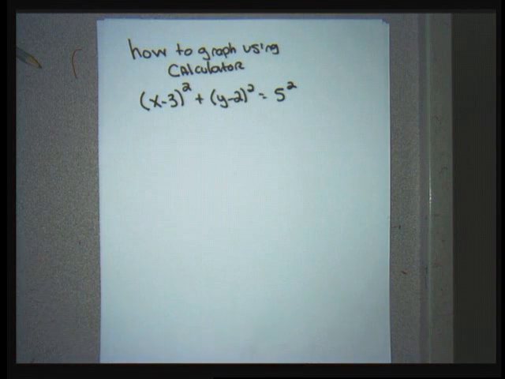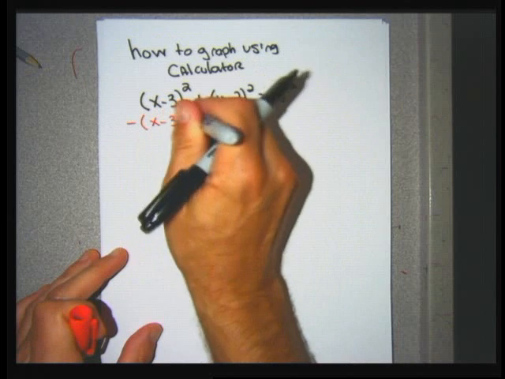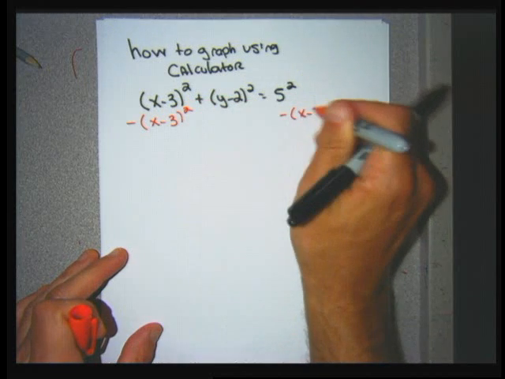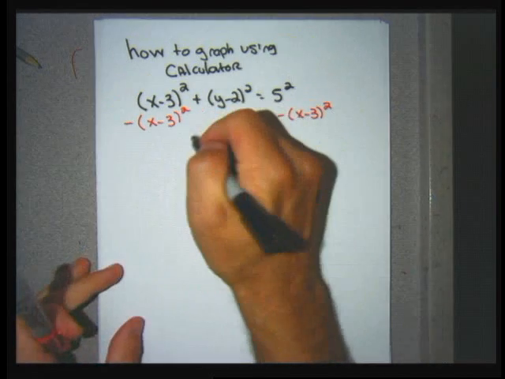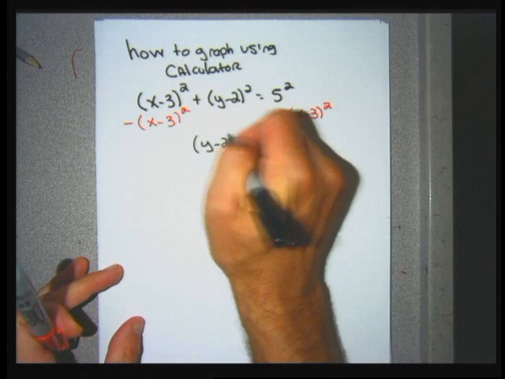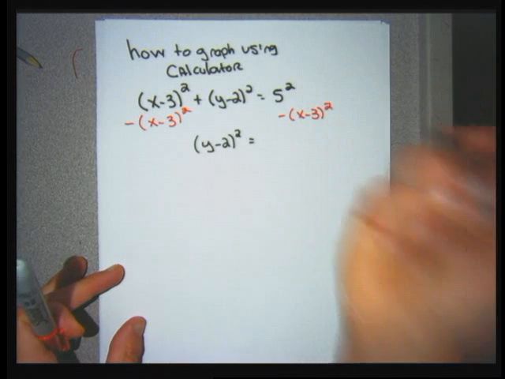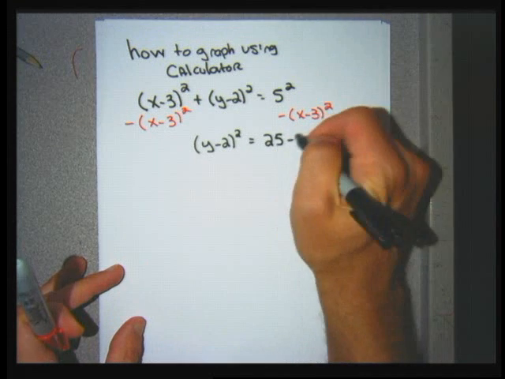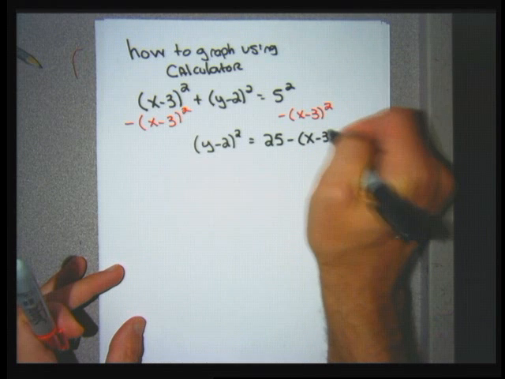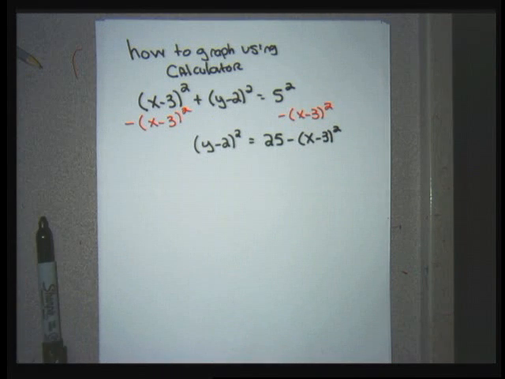So I'm going to solve it for y. I'm going to first subtract (x - 3)² from both sides in my efforts to solve it for y. When I subtract (x - 3)² from the left side, I'm just left with the (y - 2)² quantity squared. On the right side, I'm going to write this 5² as 25. I don't need to write it as 5² when I'm using my calculator. My calculator doesn't care how exactly that's written. So that's the first step in trying to get the y isolated, which is required for me to use my calculator to sketch a graph.